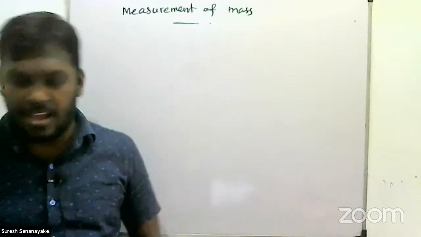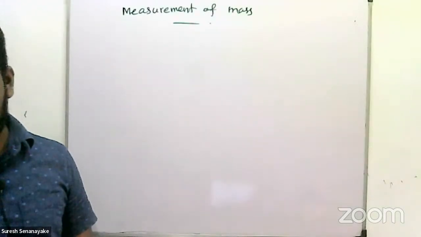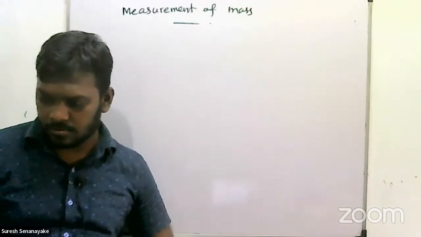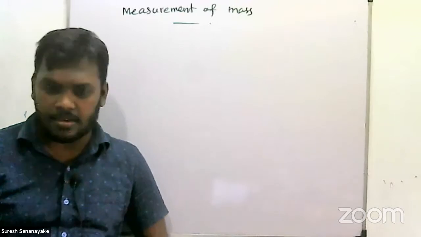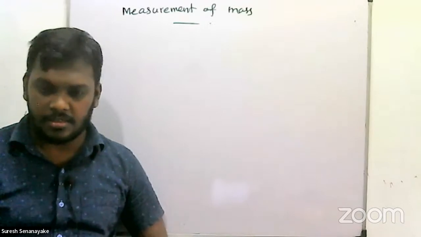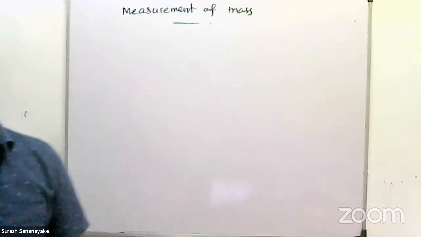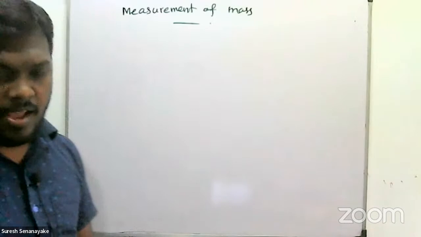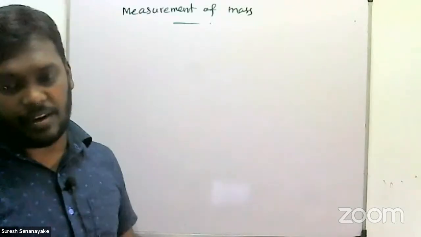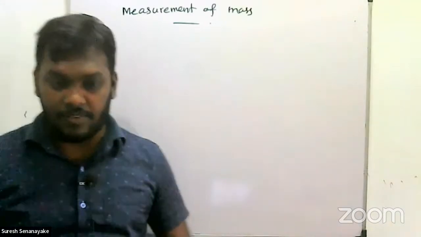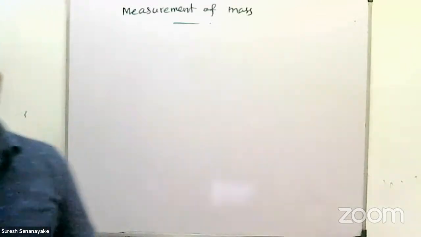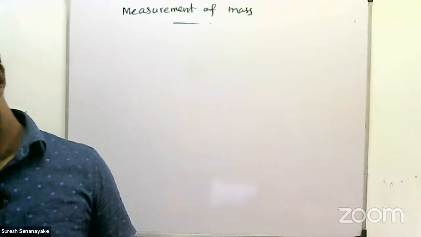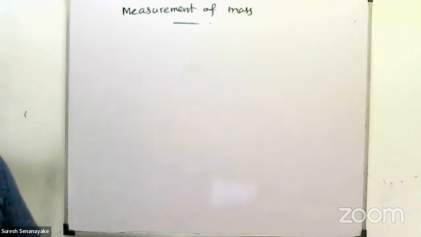Any object which has mass is attracted by the Earth, and that attractive force is called the gravitational force, or weight of the object.